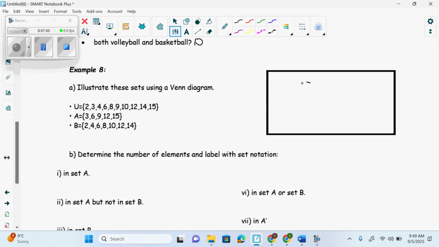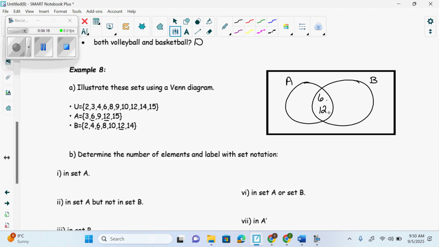So, we have A, we have B. We have to fill the eyeball first, correct? And those are the numbers that are in both. So what numbers are in both? 6 and 12? Yeah. And it's not the number of elements, it is an element. So I go 6 dot, 12 dot. Put the dot to show that it's an actual element, right? Make sure you fill in your set.